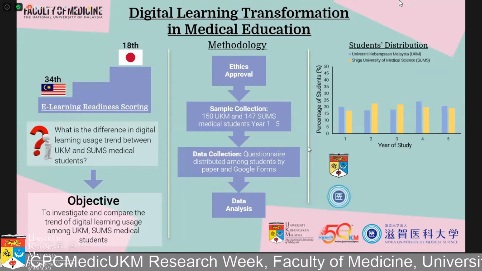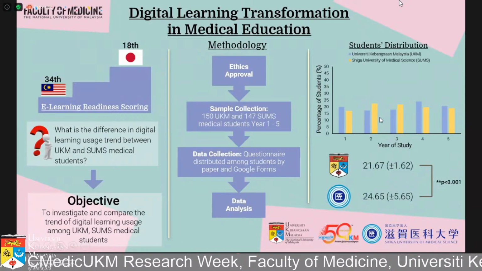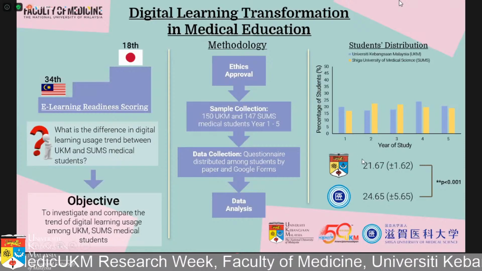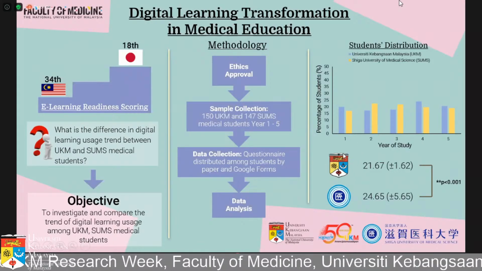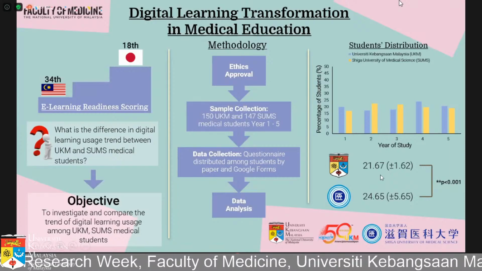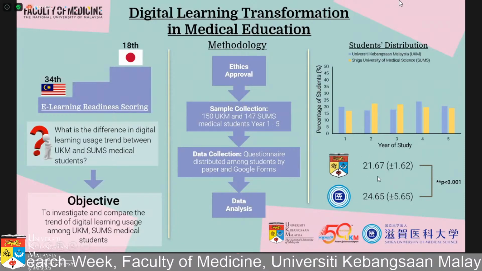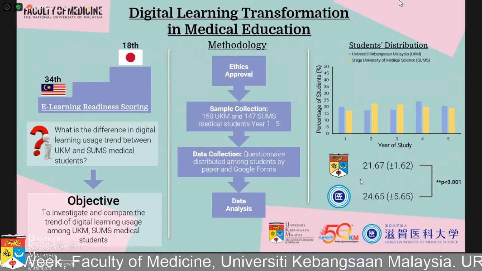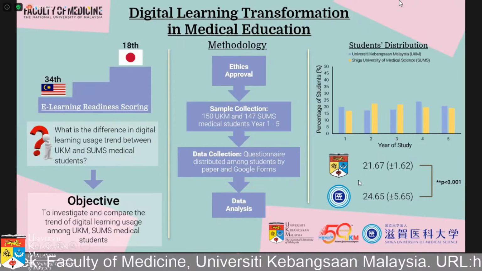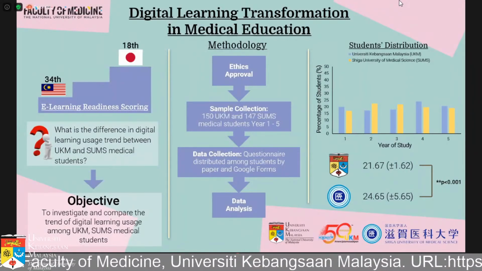This graph shows the student distribution in UKM and SUMS. As you can see here, there is a significant difference in mean age between UKM and SUMS. UKM mean age is 21.67, while that of SUMS is 24.65. This significant difference is contributed by different admission policies between the two countries.